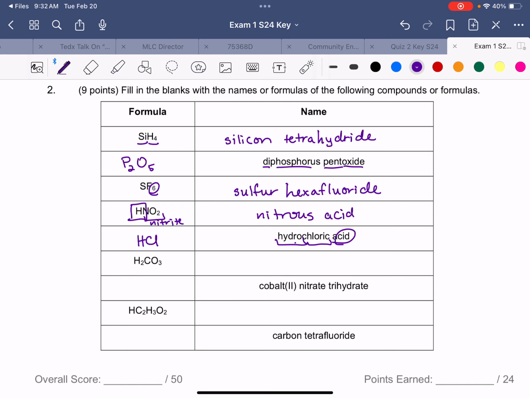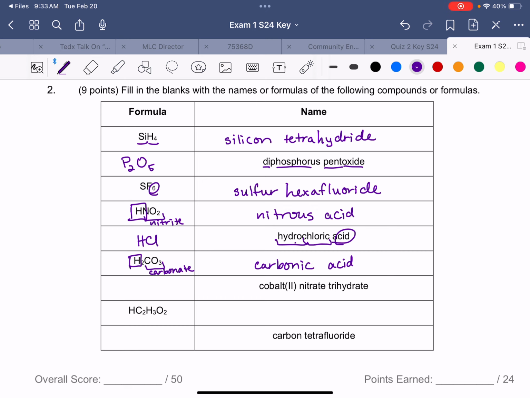Again, that's what acid tells us, is that we have H in front. Here again, we have H in front. So we're going to name the polyatomic, which is carbonate, and we know it's an acid. Since this is carbonate, we're going to change the ending to ic, and we get carbonic acid.